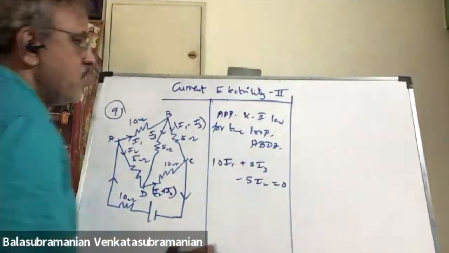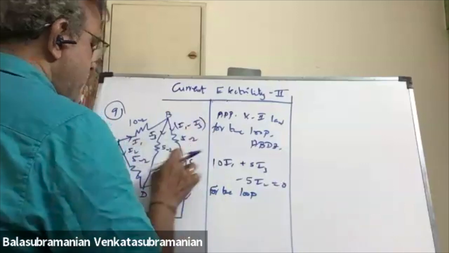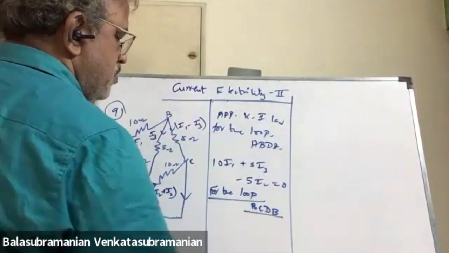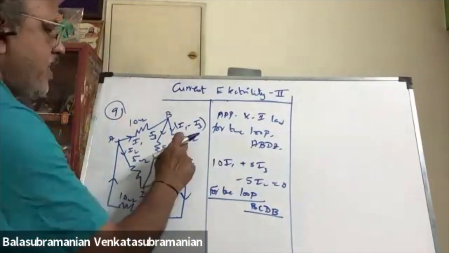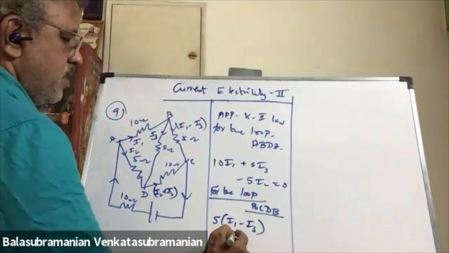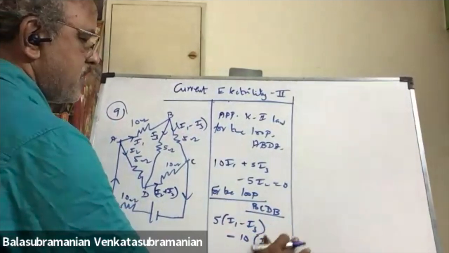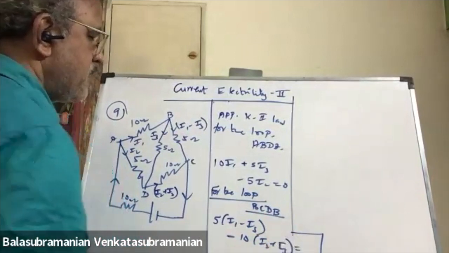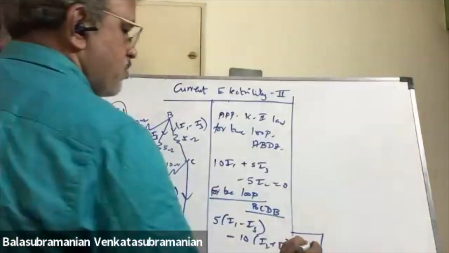Next, for the loop BCDB: 5 into (I1 minus I3) minus 10 into (I2 plus I3) is equal to algebraic sum of the EMF. No EMF, so 0.